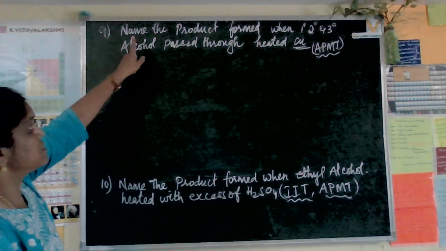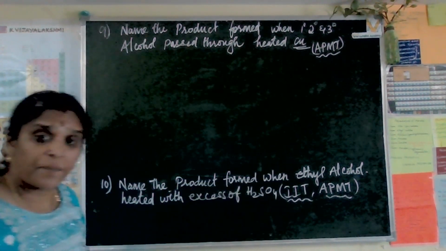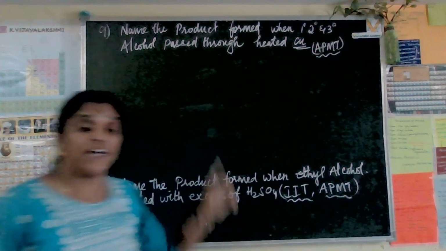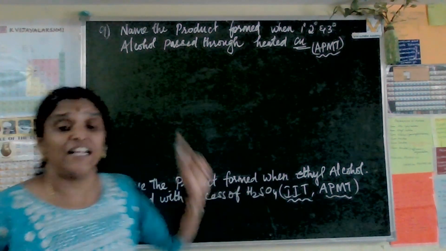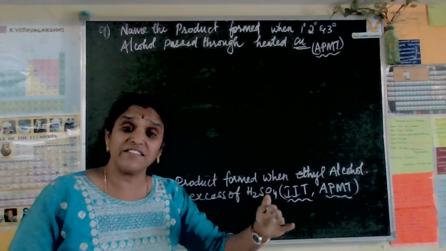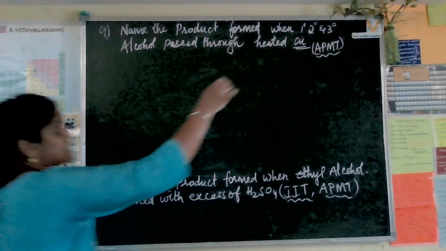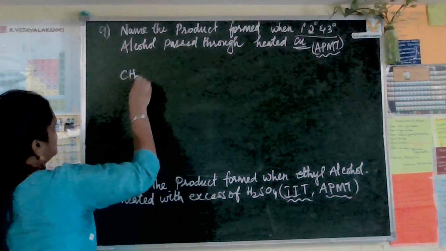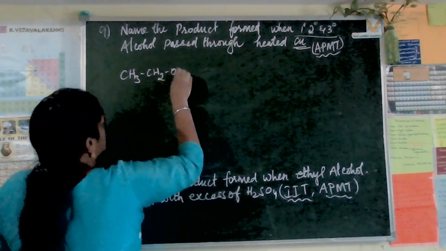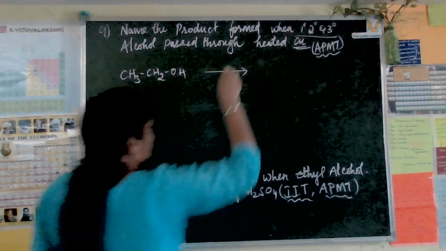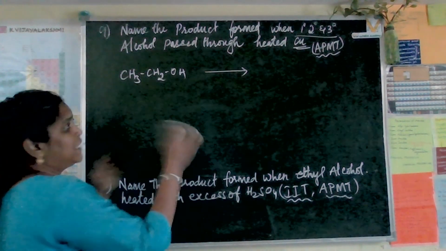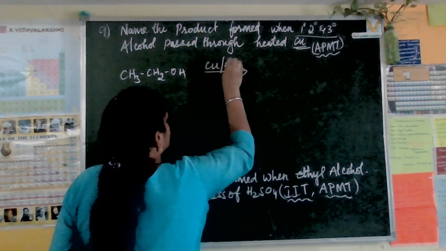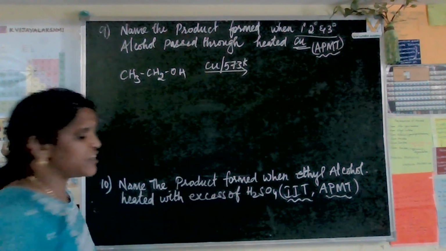The next very interesting question: name the product formed when primary, secondary and tertiary alcohols are passed through heated copper. It is catalyzed, and one more thing I wanted to mention, it is dehydrogenation. Dehydrogenation means removal of hydrogen. Now they are asking primary, secondary, tertiary, and it is an important question. Let us go for the primary. CH3CH2OH, when you pass that primary alcohol over heated copper, Cu at 573 Kelvin, a dehydrogenation reaction takes place.